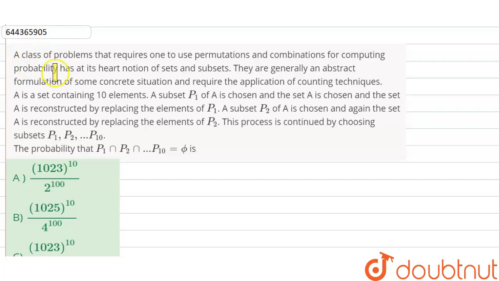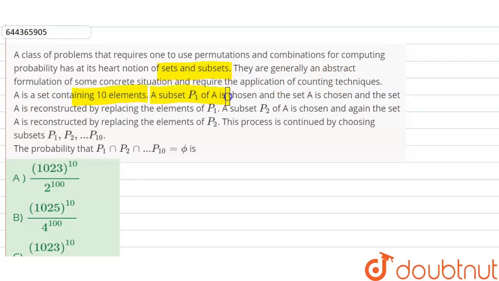Hello everyone, let us look at the following question. A class of problems that requires one to use permutation and combination for computing probability has at its heart notation of sets and subsets. They are generally an abstract formulation of some concrete situation and require the application of counting techniques. A is a set containing 10 elements.